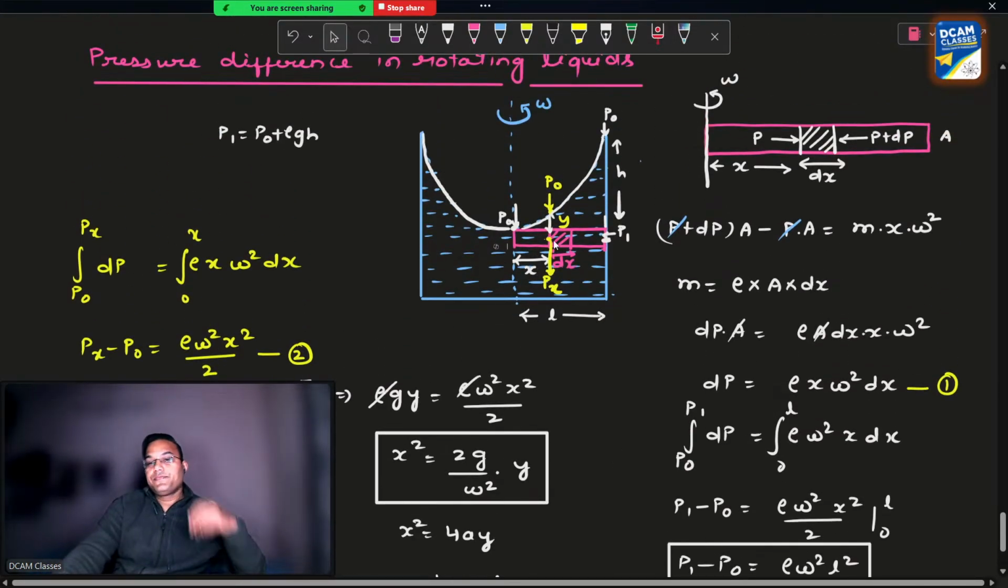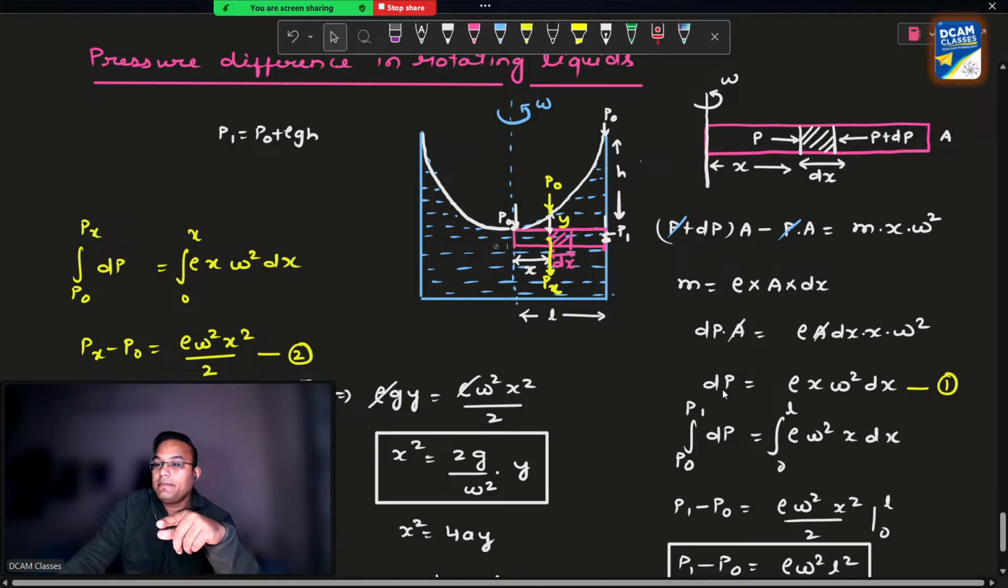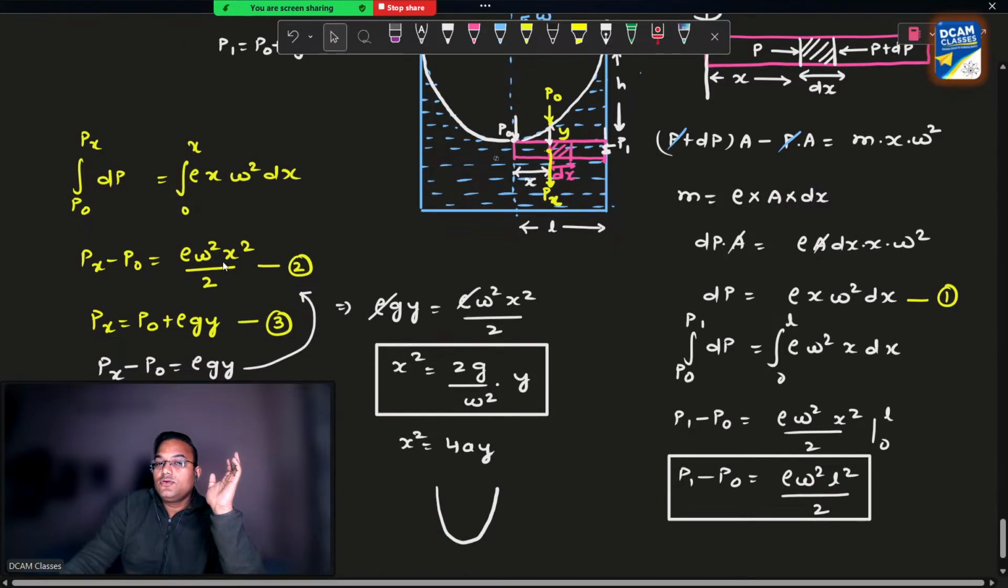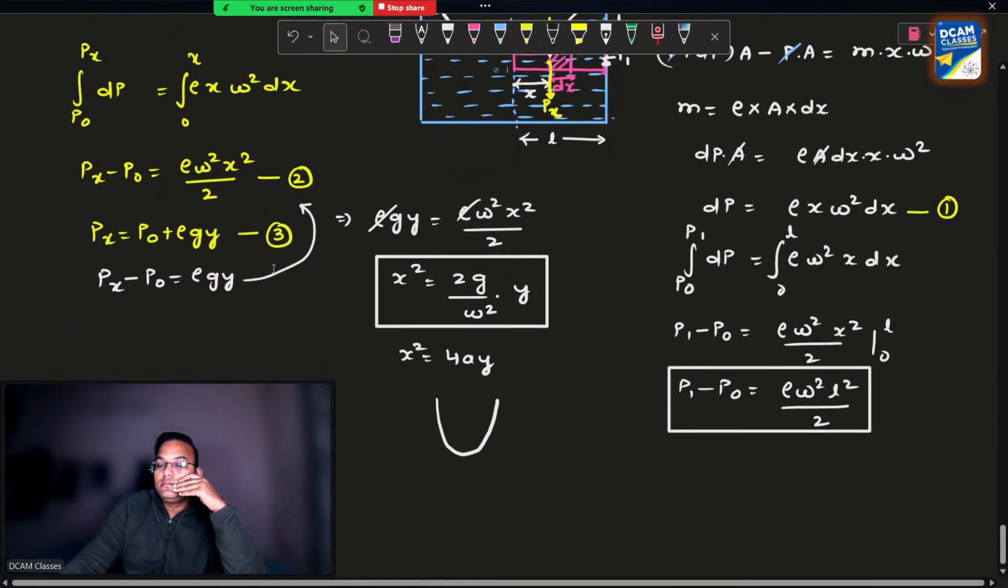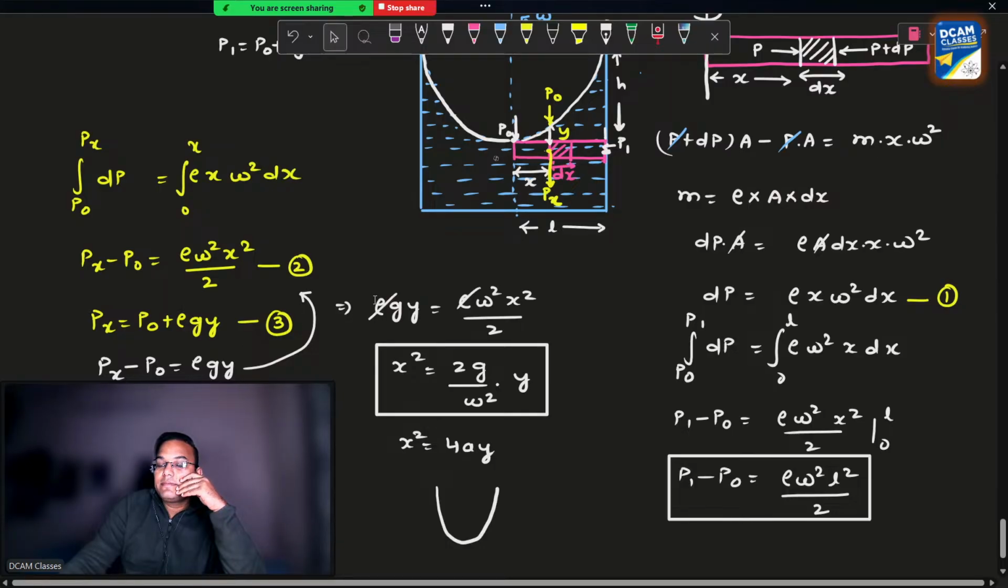See, I wanted to get the relation between x and y. Correct? So what I did, I made use of this equation 1, dp is equal to rho x omega square dx. I integrated this equation from P naught to Px, here to here. Length from 0 to x. So I got a relation Px minus P naught is equal to rho omega square x square by 2. But the point Px is actually at a depth of y below the atmospheric pressure point, which I can write as Px is equal to P naught plus rho gy. That's why Px minus P naught I wrote as rho gy. So cancelling them, I'll get the equation of the curve.